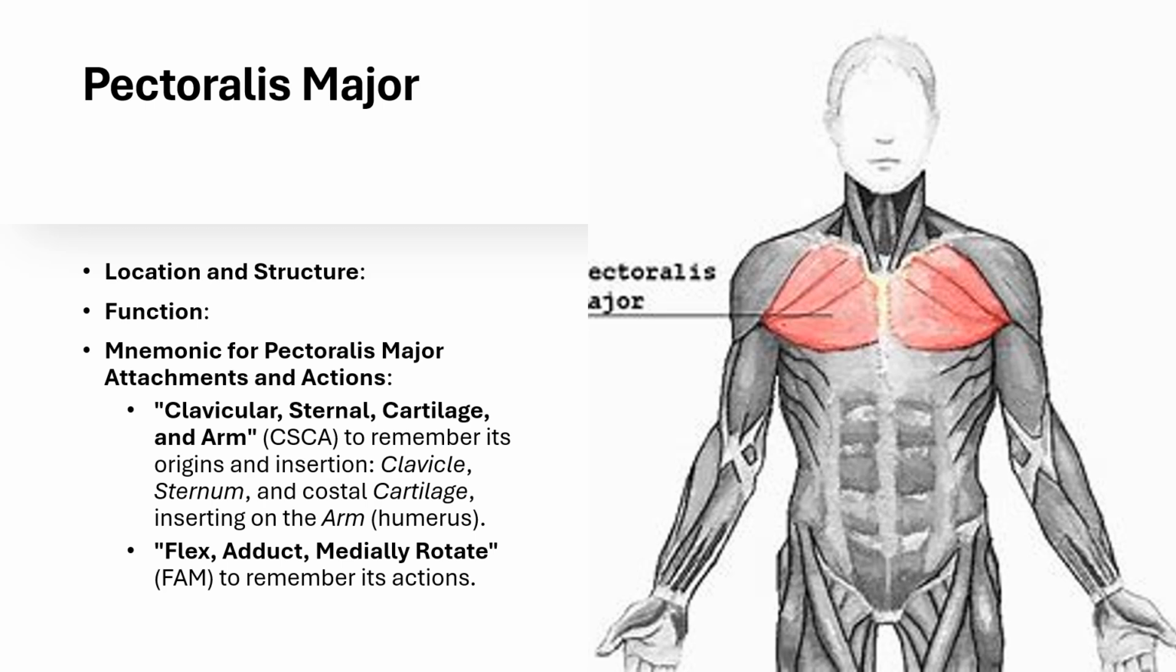Now how do you remember all of this information? So for attachments, you can use the acronym CSCA: clavicle, sternum, and costal cartilage, inserting onto the arm. So remember that it inserts into the greater tubercle of the humerus, so the crest of it. How do you remember the movements? So you can just use FAM: it flexes, adducts and medially rotates. And you can use that to remember how this muscle moves.